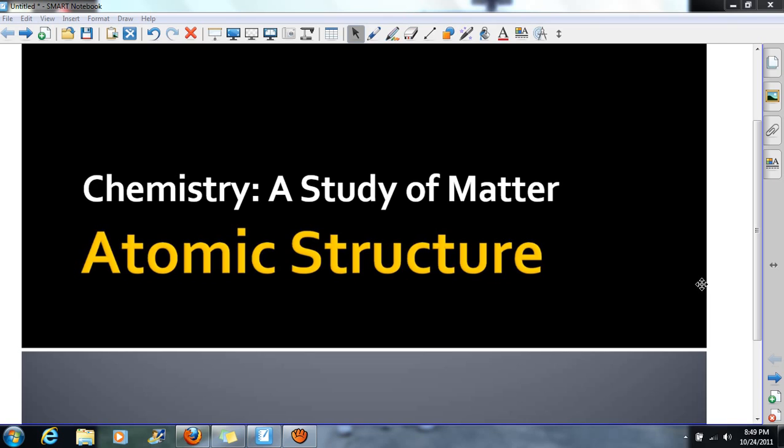And so we're going to take some notes, and I'm going to show you exactly how the periodic table can tell us lots of information about elements and about the atoms that make up those elements. So this is all called the atomic structure. So in your notes, chemistry, a study of matter, picking up where we left off yesterday, after we talked about the protons, electrons, and neutrons that make up the structure of an atom.